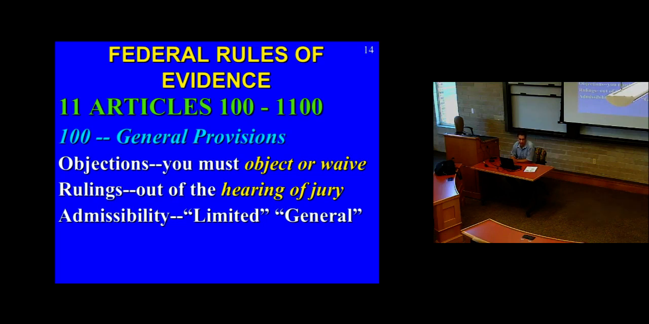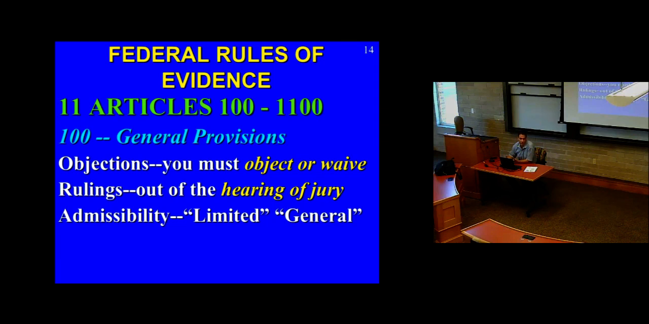Under 105, there is limited or general admissibility. General admissibility would be that the evidence comes in for whatever purpose it comes in for. However, if you ask for a limiting instruction, then the judge would tell the jury, use this evidence only for this purpose, which is admissible, and not the inadmissible purpose.